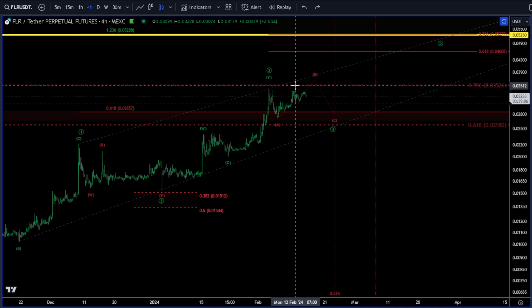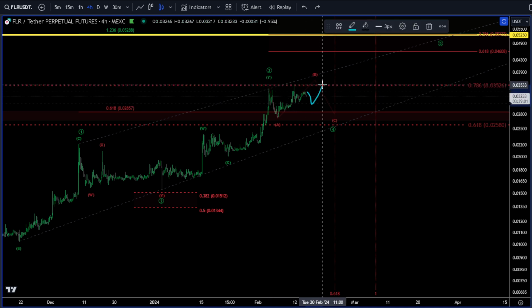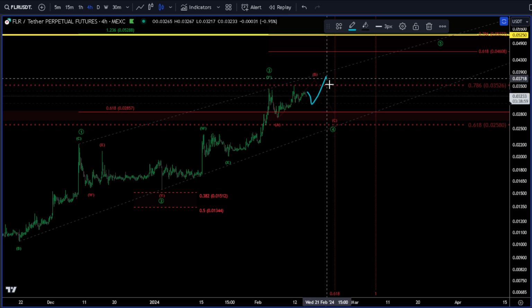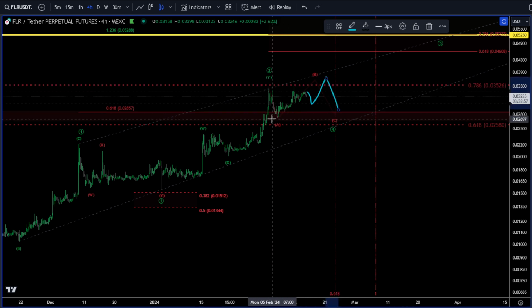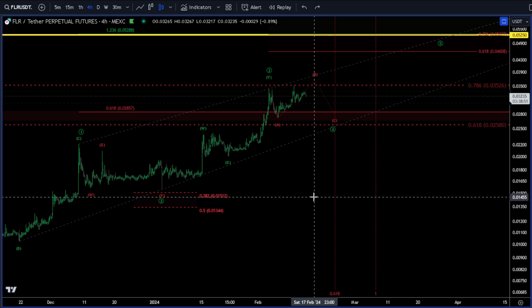As of right now, we have a potential B wave high in. I believe we're going to come up and make a little bit higher B wave, and this ends up being a running flat where we protect the A wave low and correct above the previous wave.